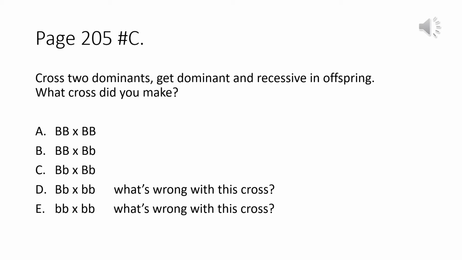But honestly, the only way you can cross two dominants and get some dominant and some recessive in the offspring is letter C, to cross the two heterozygous individuals. You can work through all sorts of combinations, but the only one where you cross two dominants and get dominant and recessive in the offspring is to cross two heterozygous individuals. Think about it, because it's a popular question on quizzes and lab exams. Two dominants, you get a dominant and recessive in the offspring, it's got to be crossing two heterozygous individuals.